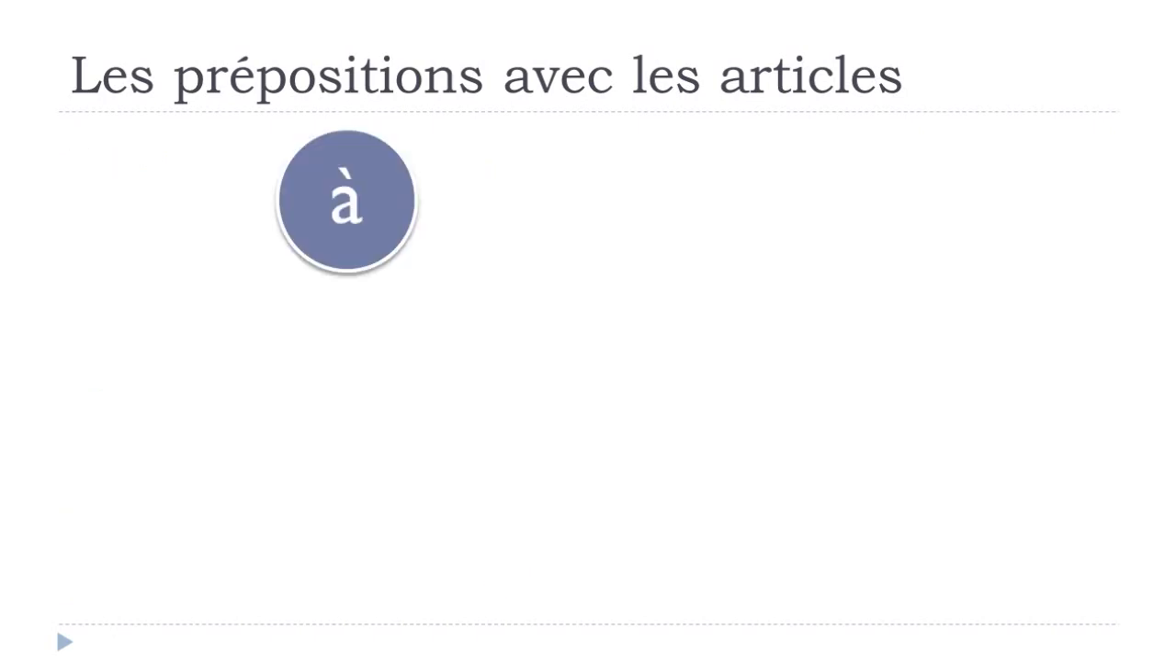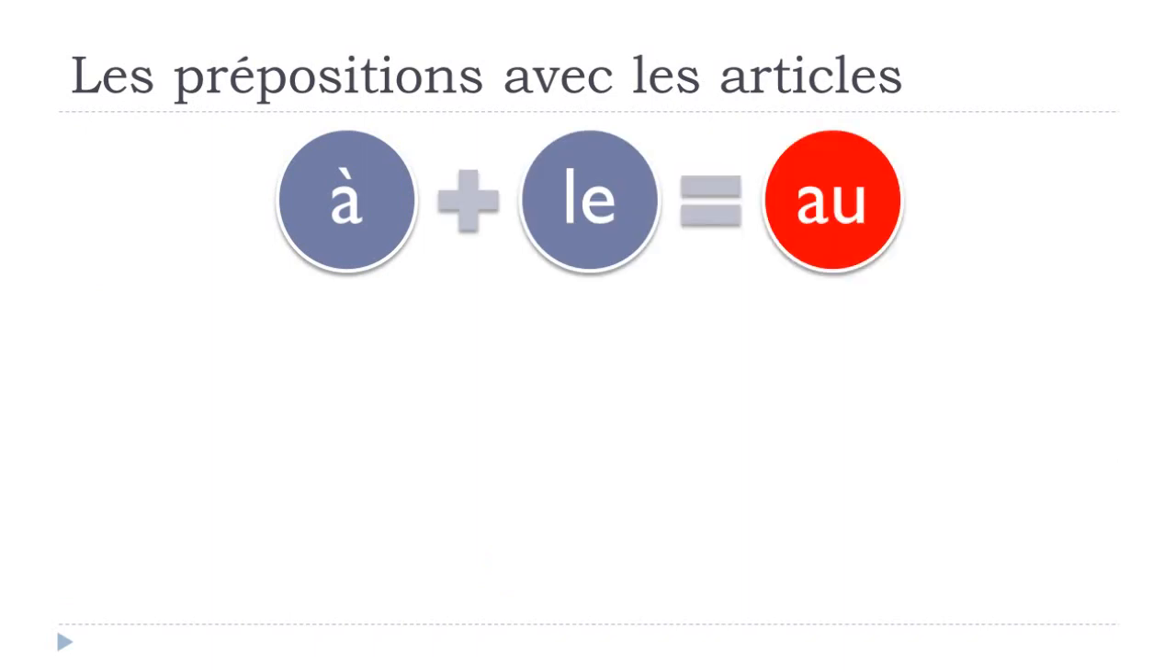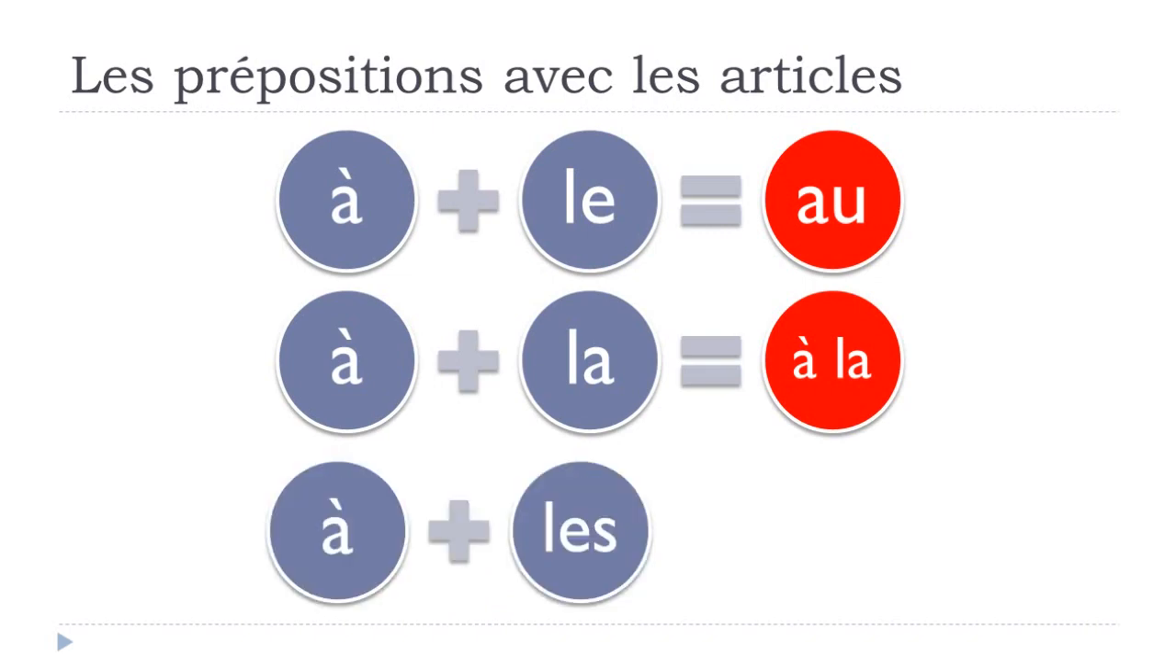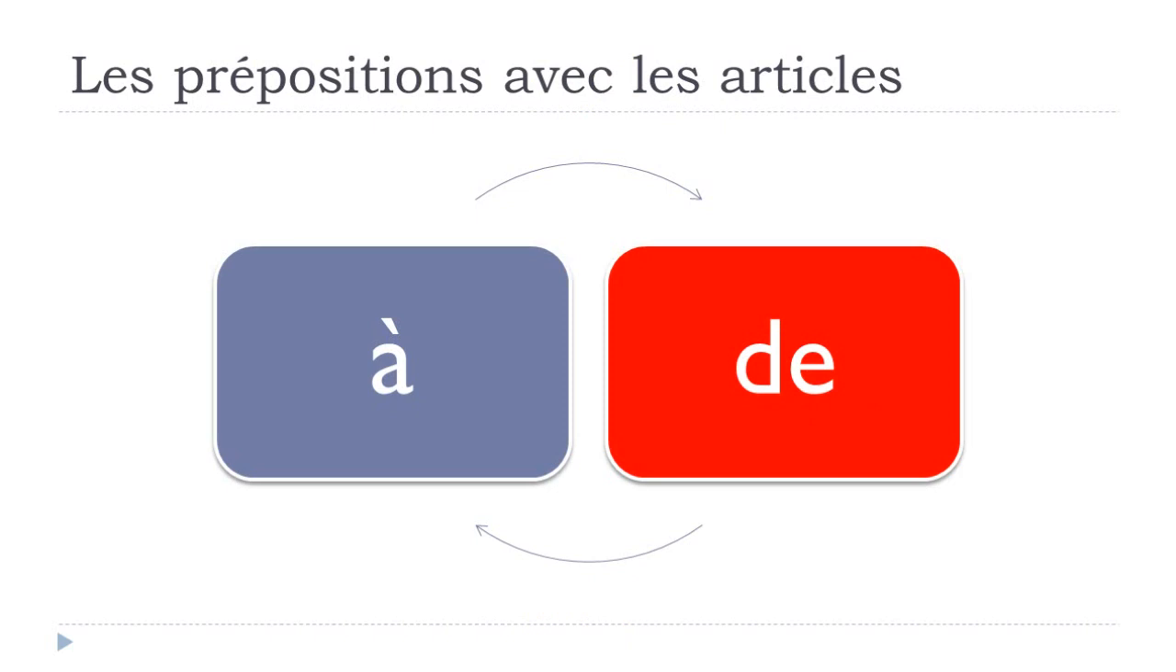Alright, so if we want to make it clear, then we can say that à plus le will become au, then à plus la will stay the same, à la, it doesn't change at all, and then à plus les will become aux, but remember that phonetically it's o. Okay, so that's the main thing that you should remember if we talk about this preposition à combined with the articles définis. And now let's have a look at de.